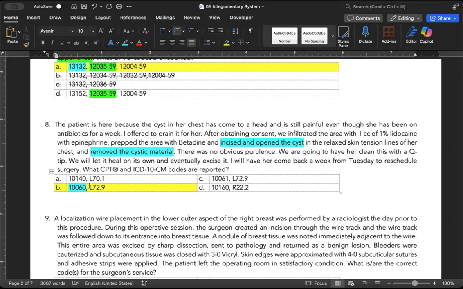Oh, I lied. We do have 2 that have the same L72.9, and then we would have had to do the same thing. We would have had to decide between 60 and 61. Okay. Any questions on that one?